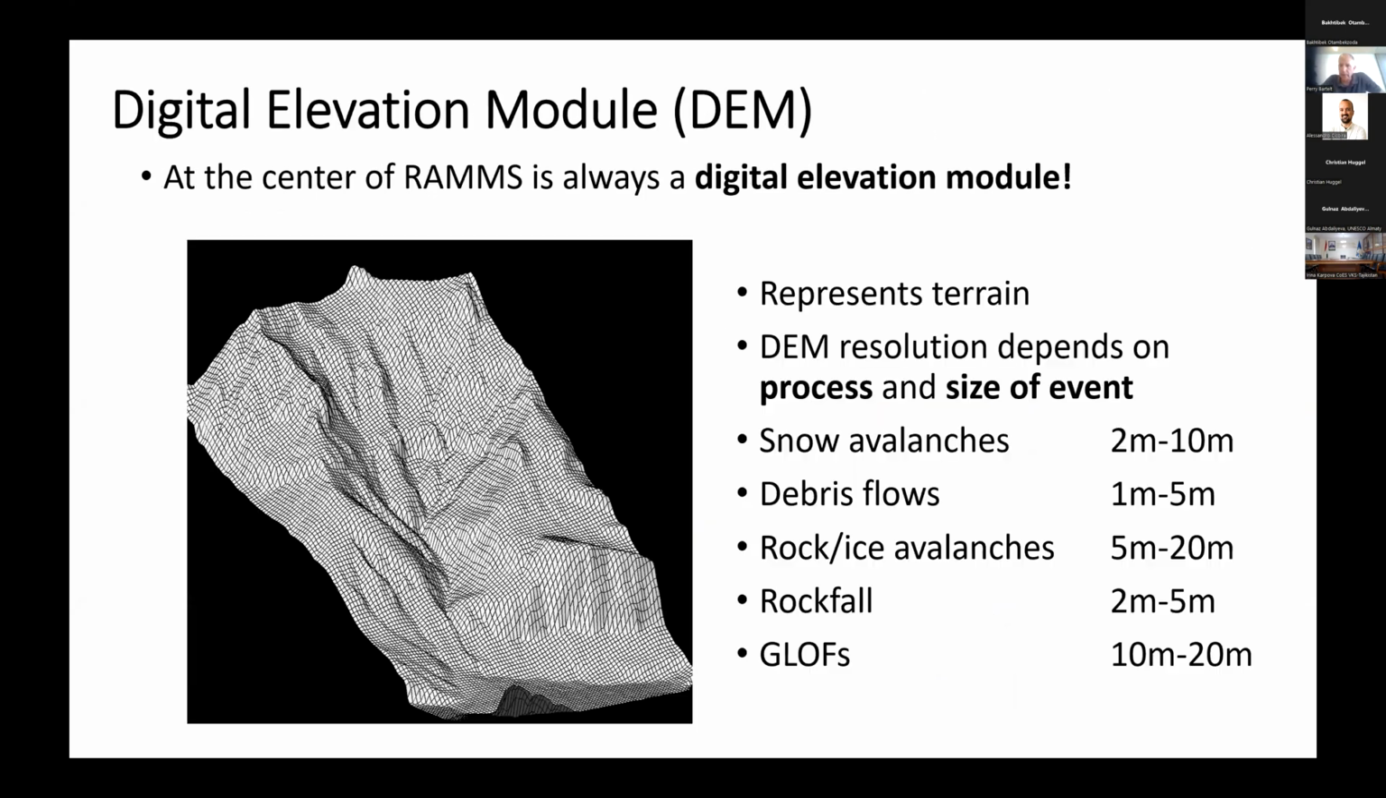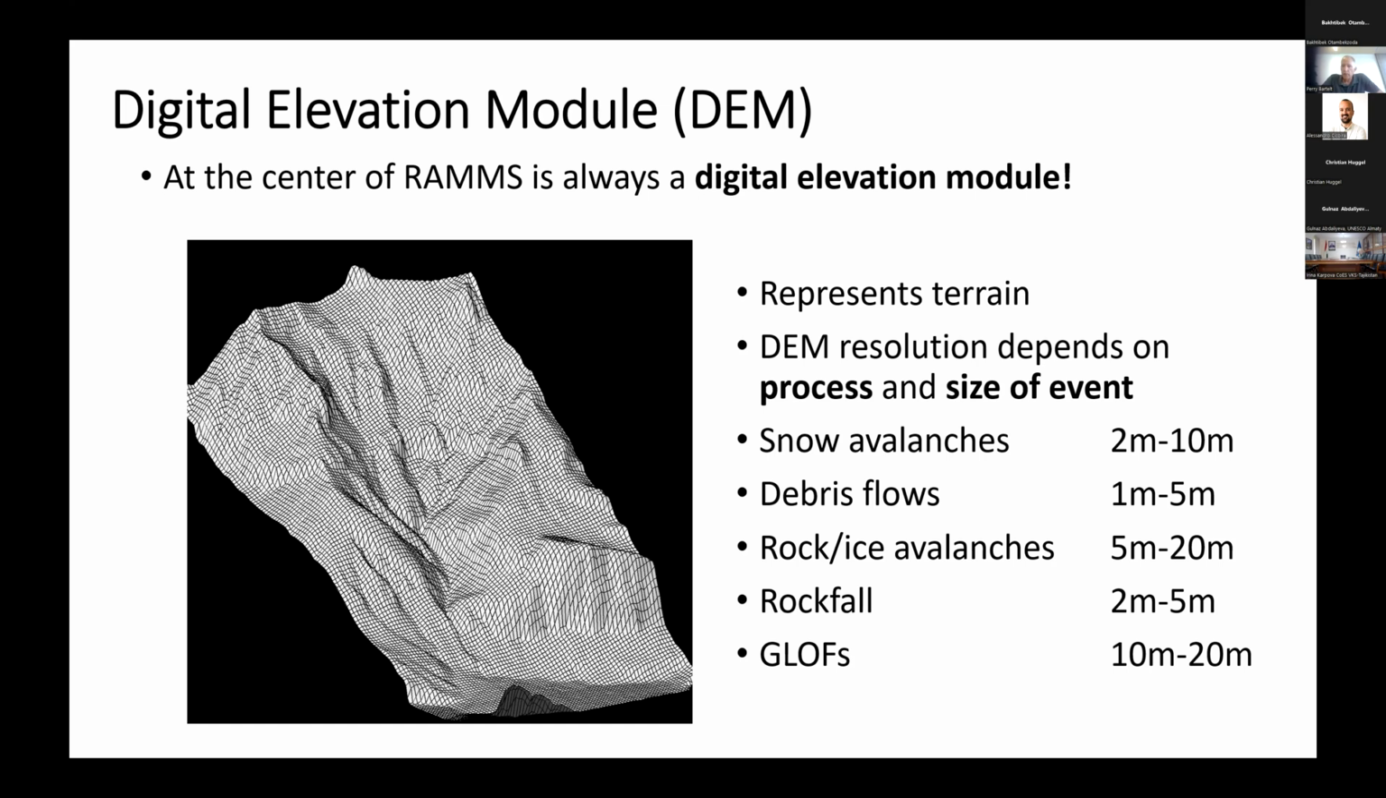Behind everything in the RAMMS software is a digital elevation model. You can't do RAMMS simulations without an accurate elevation model. We use these to represent the three-dimensional terrain. The resolution, I'll talk about that quickly in the next slide, depends upon the process. For example, if you're doing small avalanches, then you need a high resolution DEM. If you're doing GLOFs, then you can use lower, much coarser resolutions.